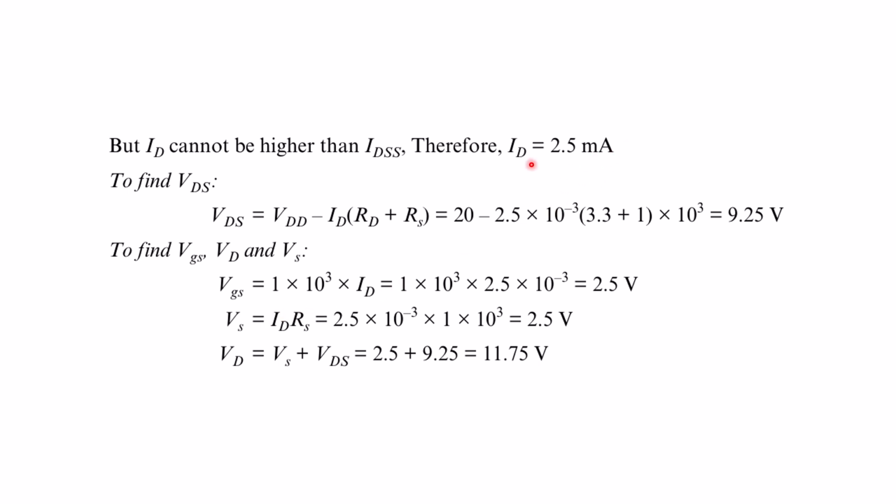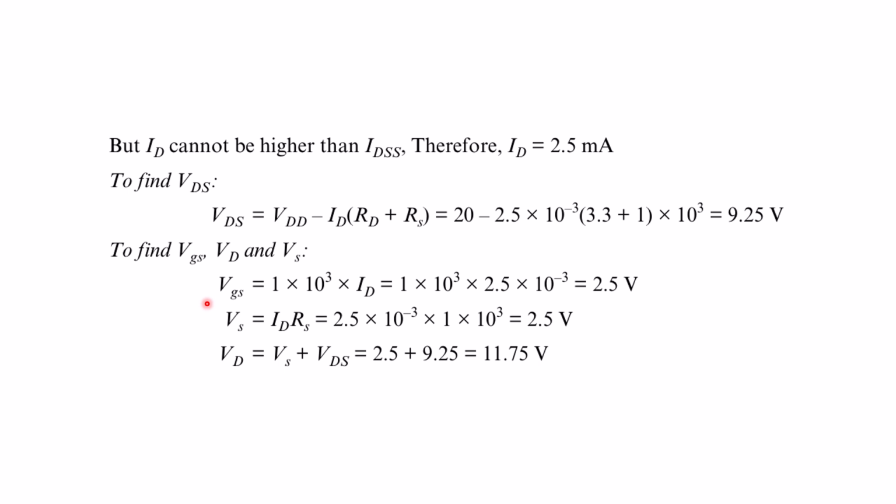If you know ID, we can solve for VDS. The formula is VDS equal to VDD minus ID into the sum of the resistors RD and RS. So I have substituted the values: VDD as 20 minus ID as 2.5 into 10 power minus 3, which we have just calculated, and RD value as 3.3 kilo ohms and RS as 1 kilo ohm. After simplification, the answer for VDS is 9.25 volt.